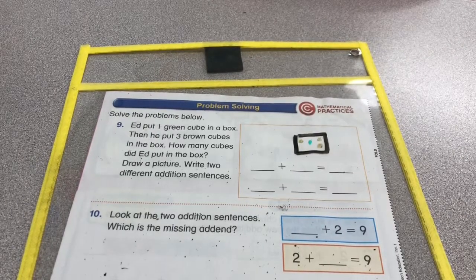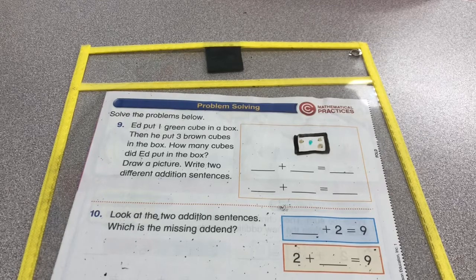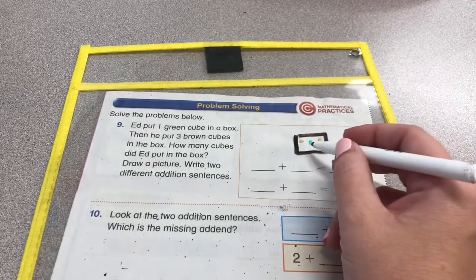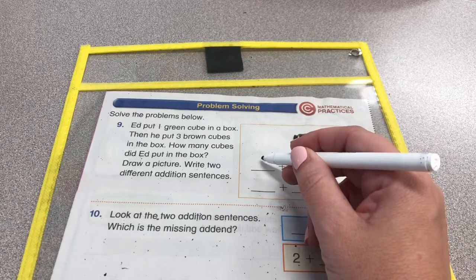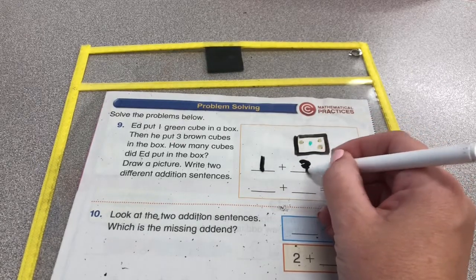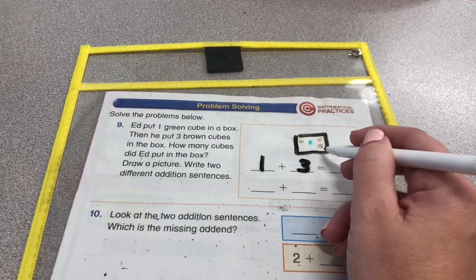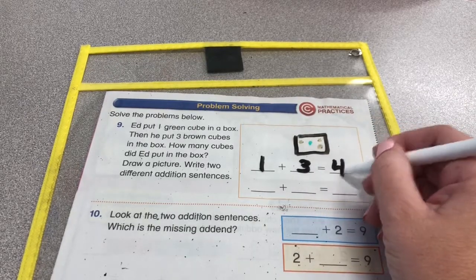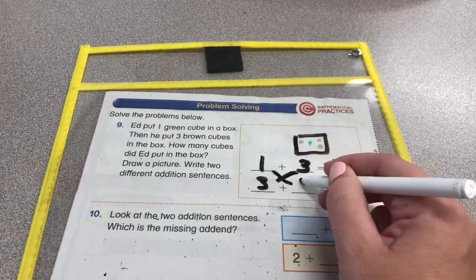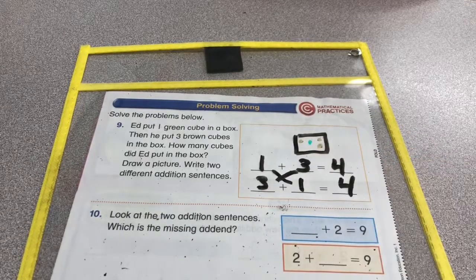Okay. The question is, how many cubes did Ed put in the box? So they want to find out what the whole number is. So let's put our parts here. How many greens? Let's do that one first. 1. How many browns? 3. How many is that? 1 plus 3 is 4. That's right. Swap your parts. 3 plus 1 is 4.